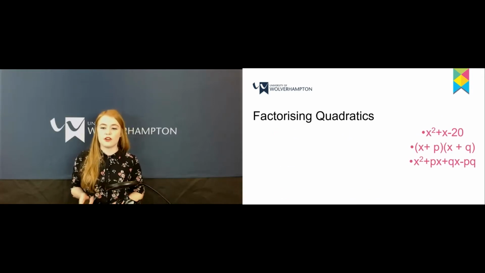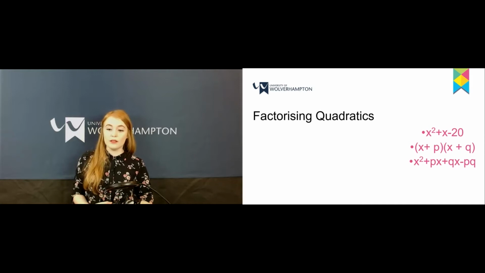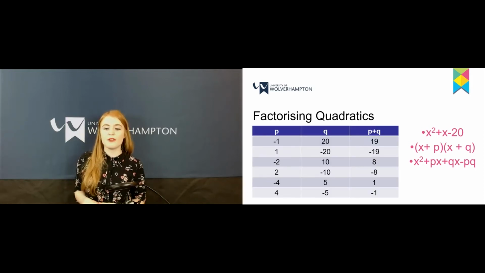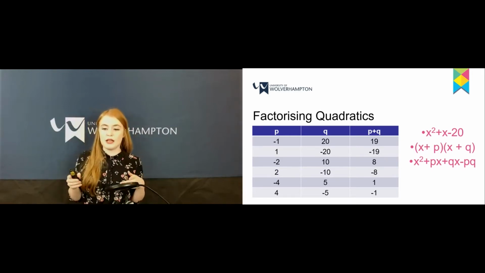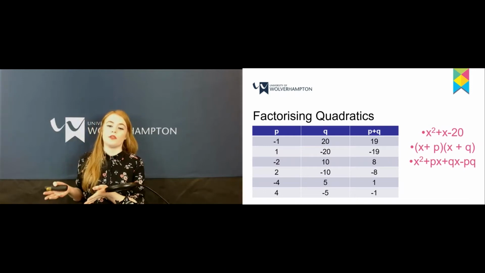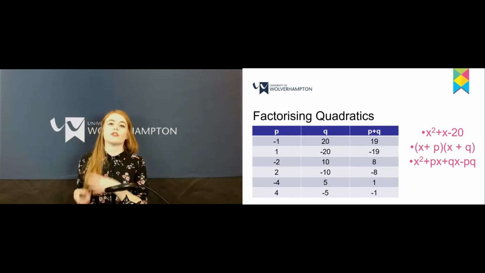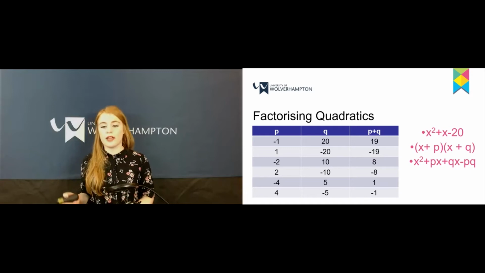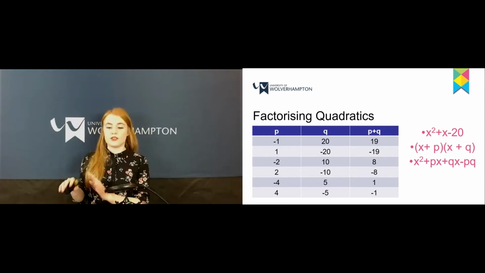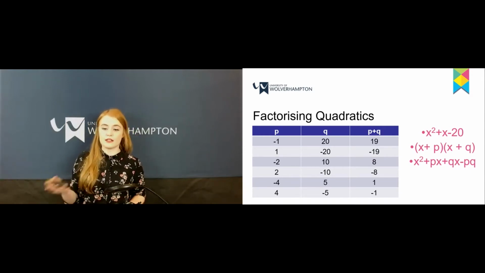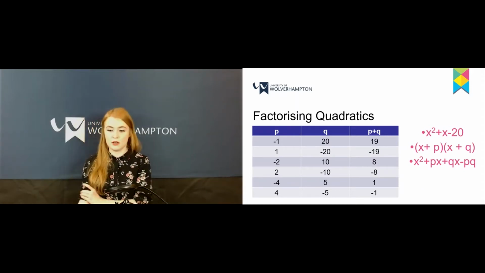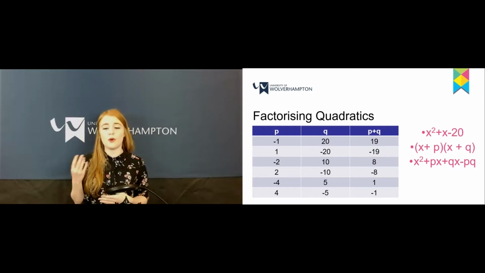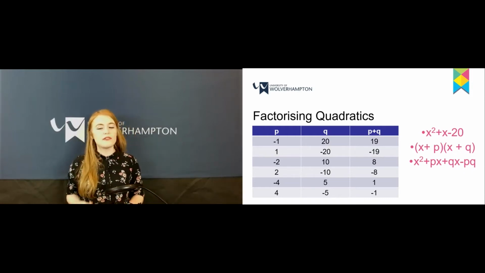So how do we factorise quadratics? Well, if we had x squared plus x minus 20, how would we factorise that? So for two brackets we'd have an x plus p and an x plus q, where p and q are some random numbers that we're not quite sure of yet. Now, if we unfactorise that and expanded it all out, we'd get this equation, x squared plus px plus qx plus pq.